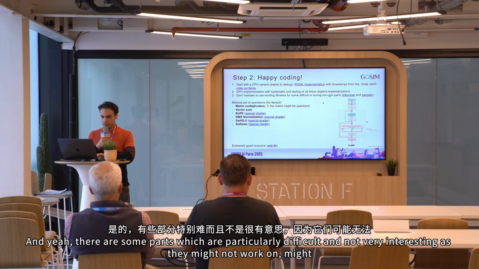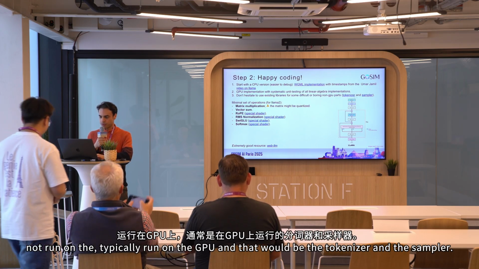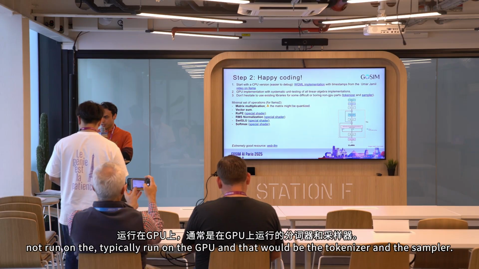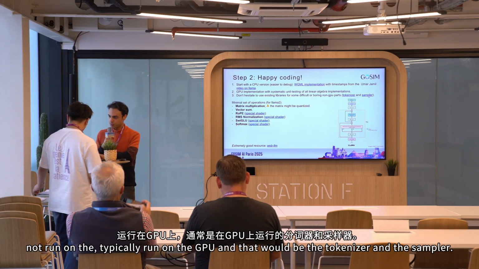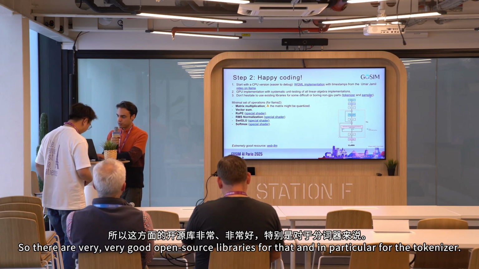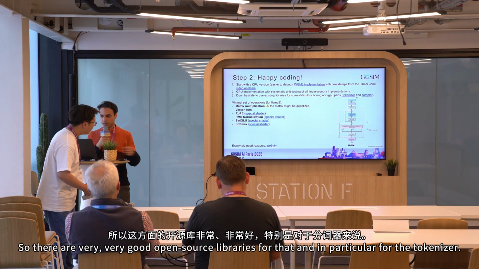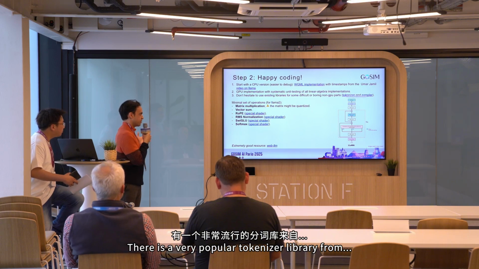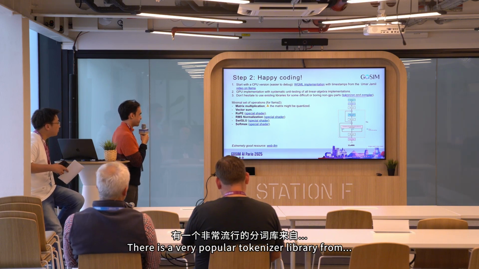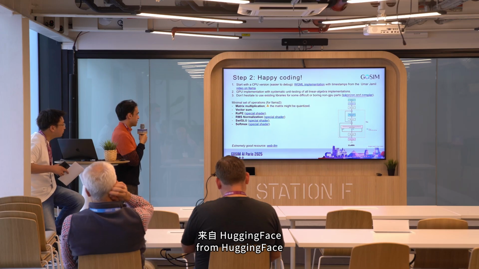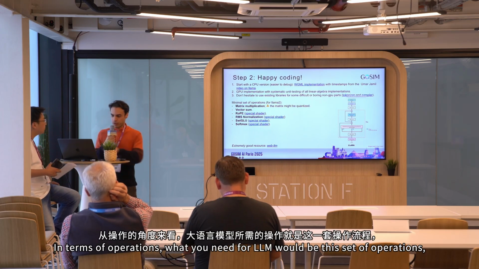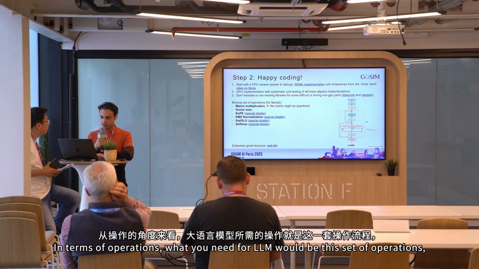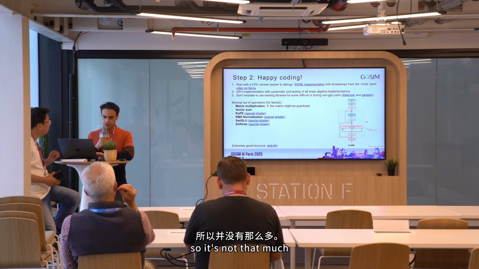There are some parts which are particularly difficult and not very interesting, as they don't typically run on the GPU, and that would be the tokenizer and the sampler. There are very, very good open source libraries for that, and in particular for the tokenizer, there is the very popular tokenizer library from Hugging Face.